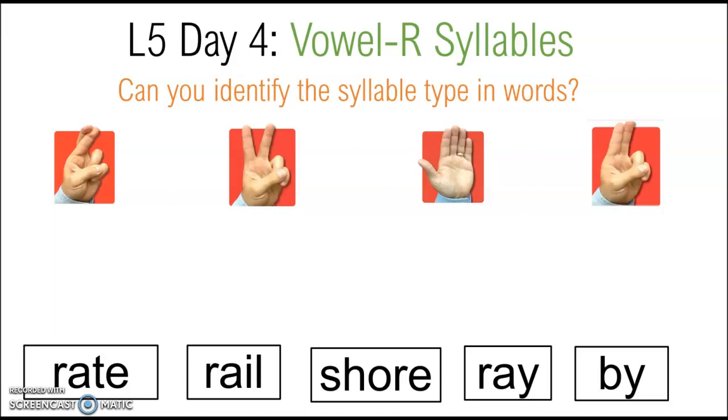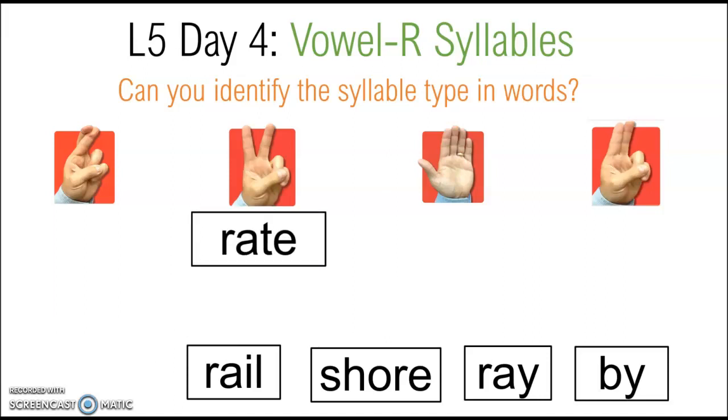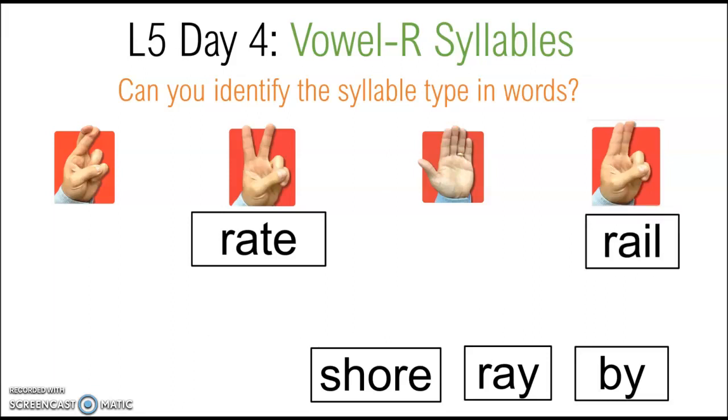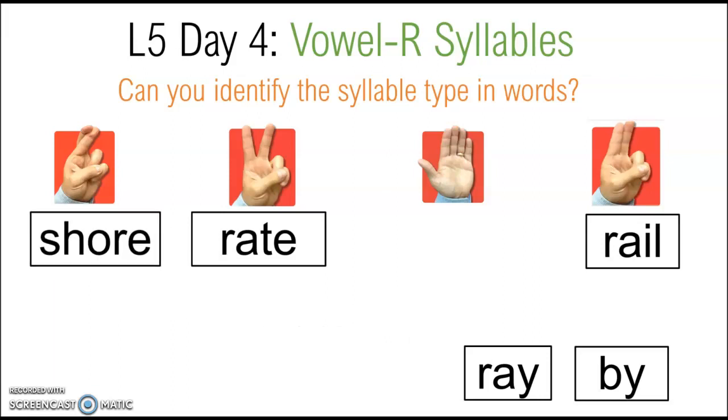Okay, let's take a look and see where rate is going to belong. Oh, there it goes. It is a VCE word. The letter A, consonant, and bossy E make the A say its name. Next, let's see where rail belongs. It is a vowel team, because your A and your I are working together to make the A sound. That makes it a vowel team word.